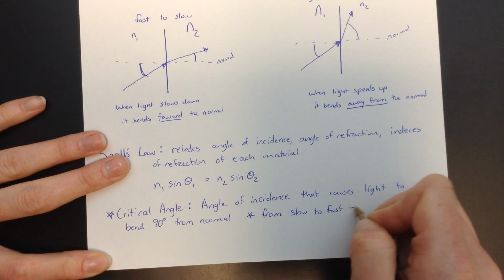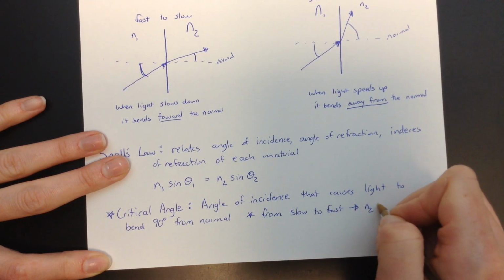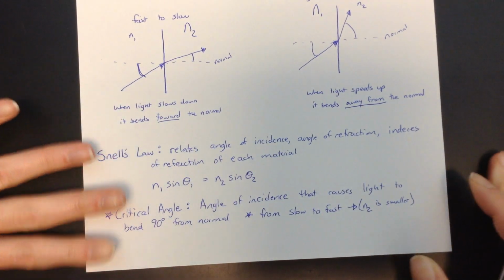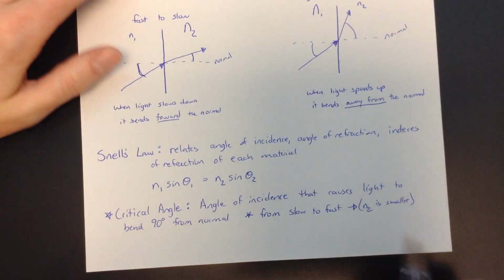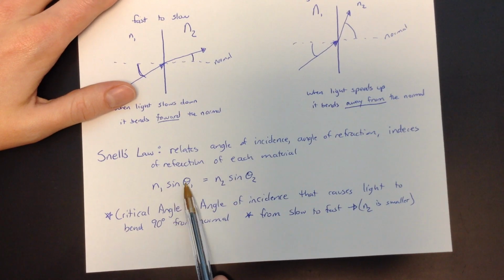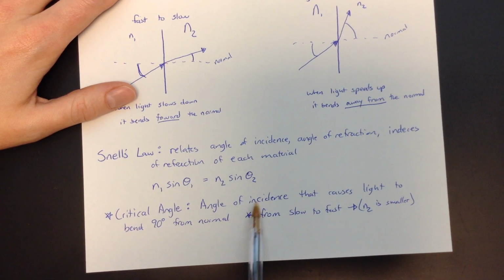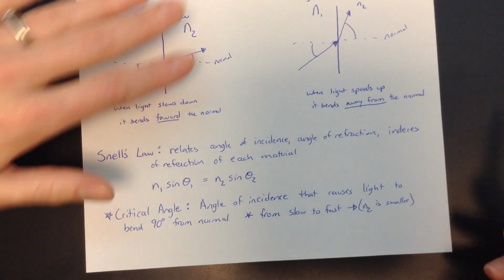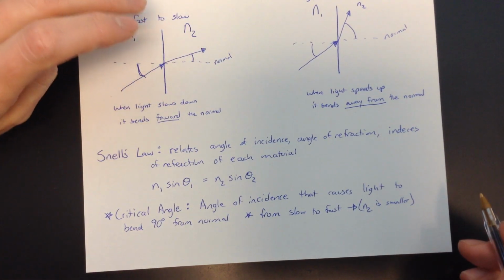So if your N2 is smaller, that's what we're going to be talking about. Okay, so the critical angle, and the way you would solve for this is that you want your angle of refraction, so this the N2, yeah, you want this to be 90, and then what would your angle be? So we'll do some practice with that.